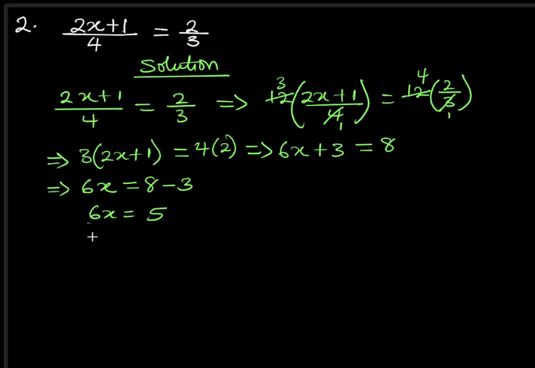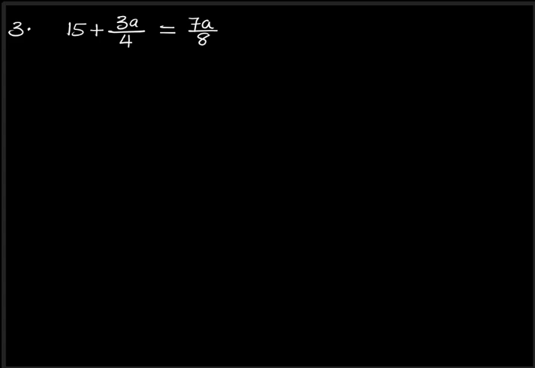So we divide both sides by 6. That's the coefficient, and our x will be equal to 5 all over 6. Okay, and then we move to, I think this should be our last example.